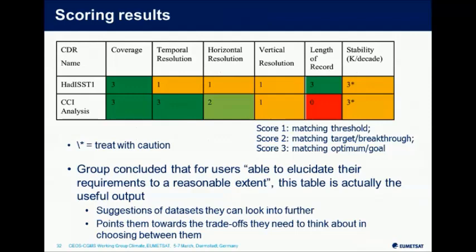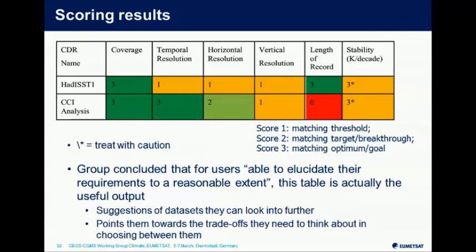So this is one example of using this application performance metrics. The user will get color-coded information like this, and then the user can actually go through this course and decide. For example, the CCI analysis is getting green for more categories, but it's getting red for the length of the record. So one can decide, okay, this is not suitable, I don't want to use this data set.